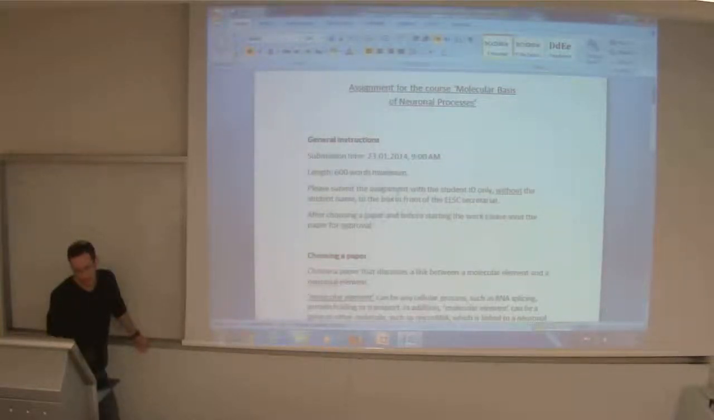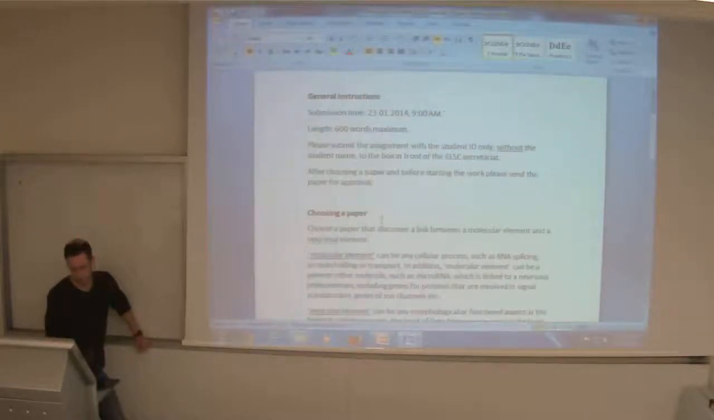Please submit the assignment with the student ID only, without the name. I'd like to read it blind. Put it in the box in front of the secretariat; I'll put a sign in one of the drawers. Don't send it by email, because they know that you send it. Right after choosing a paper, and before starting the work, please make sure with me that it's a proper article, in the sense that you will easily be able to answer the questions based on this article. This is what I mean by my approval: I just glance at the paper and tell you that it's good to go.